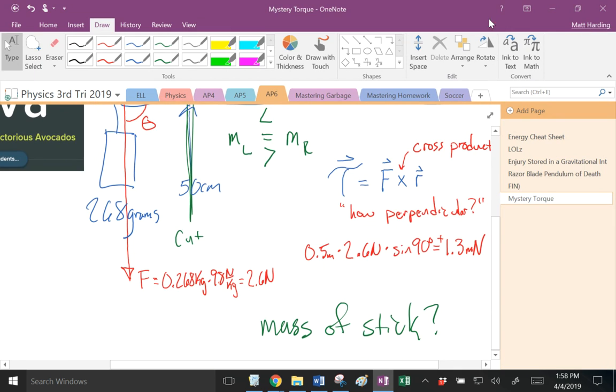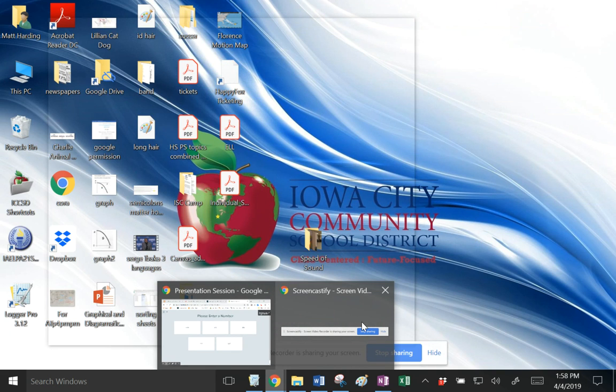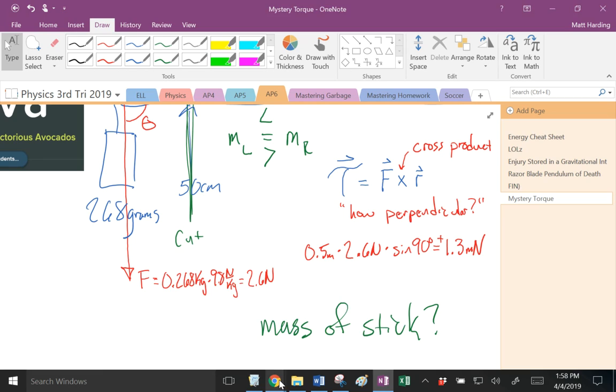140, 150. I don't think this one scales to get to the right place. 25, sweet, 25.